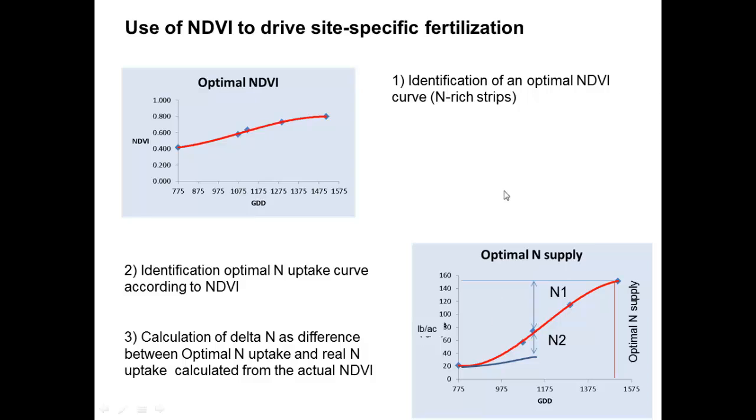So this is our optimal nitrogen curve, and this is our real curve. We try to adjust the nitrogen supply. First of all, there is an N2, which is a rate just to reach the optimal nitrogen curve. And then we supply another dose just to reach the final nitrogen supply.